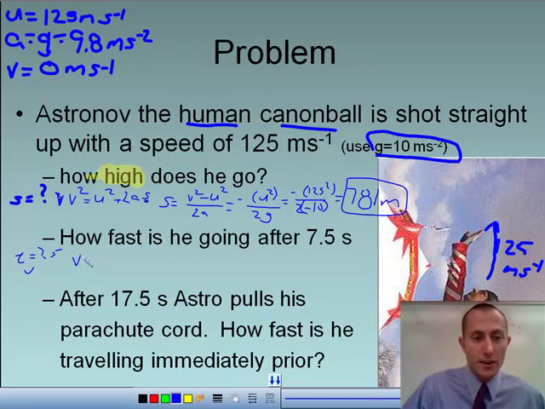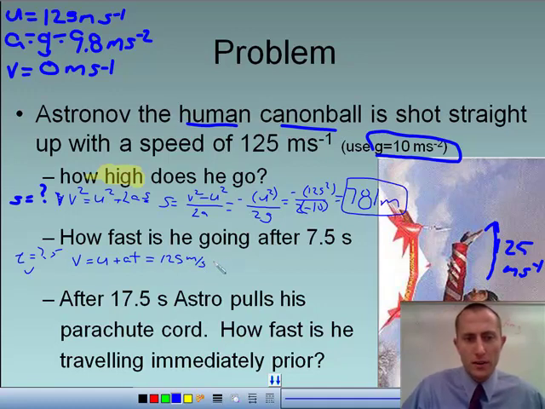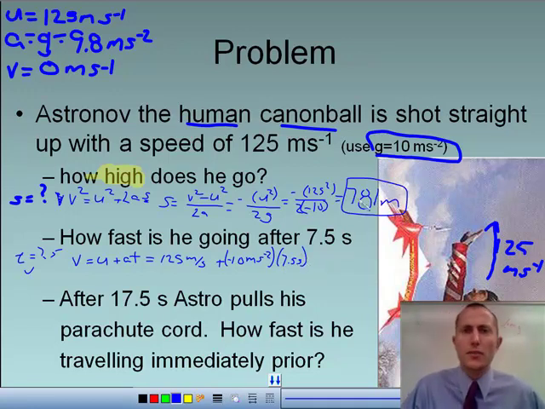So here we're going to say v equals u plus at. Right? And that's going to equal 125 meters per second plus, again, we'll use 10 meters per second squared, and our time here is 7.5 seconds. And I forgot to put units up here in this one, but it's a good idea to keep carrying your units through. It'll help you kind of check your work.